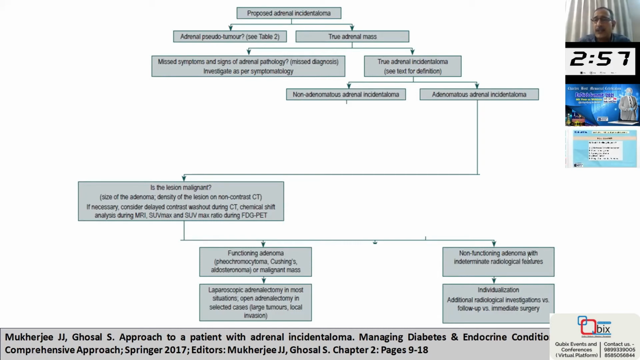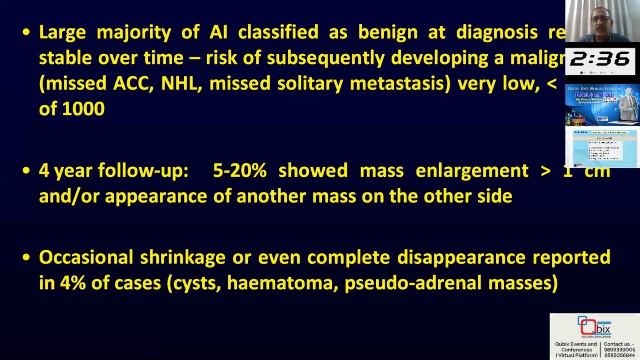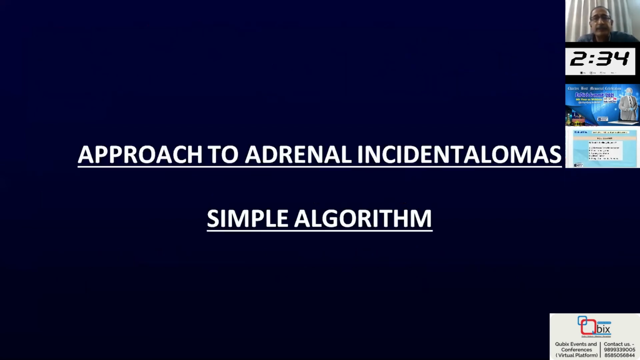And non-functioning adenomas with indeterminate radiological features. We do not favor adenoma, benign, do not favor adenocortical carcinoma. Size may be big, the imaging, the contrast washout feature may be suggesting benign. In these cases, very difficult, again it comes to the specialist. There are three options: wait and watch, do more imaging, or if the patient is suspicious, go ahead and remove it. So approach to adrenal incidentaloma, that was the entire algorithm.